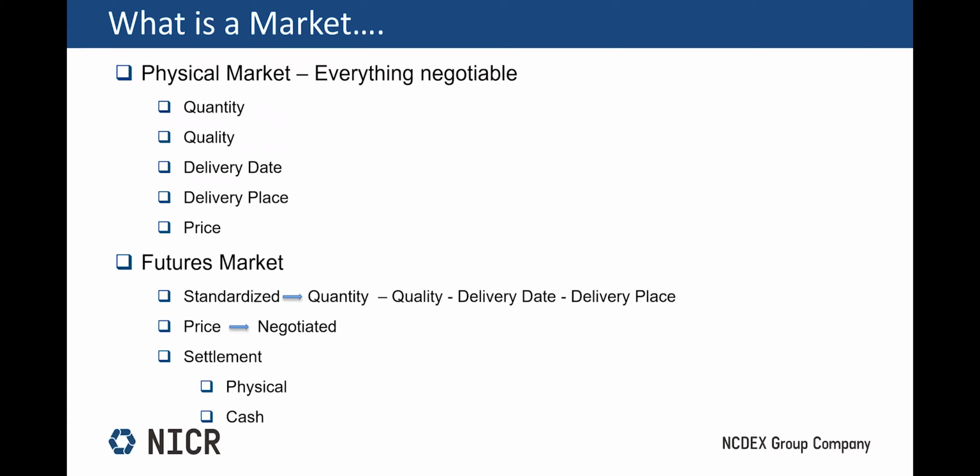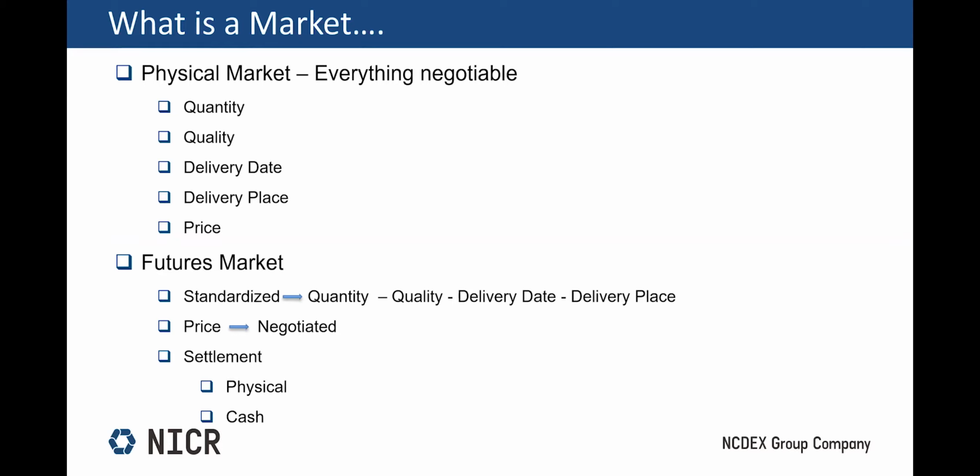So in the physical market, everything is negotiable. The quantity, the quality, the farmers can bring any quality or any quantity. He can bring it any day. He can go to any of these 7,000-odd market yards, which can act as a delivery place, or they can agree to deliver at the buyer's location, and of course the prices.